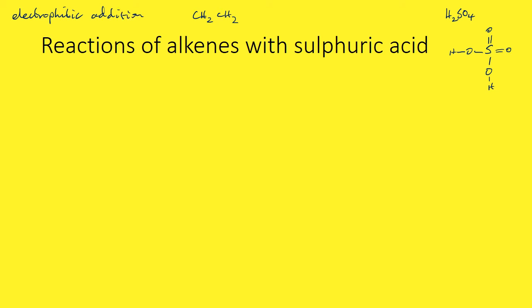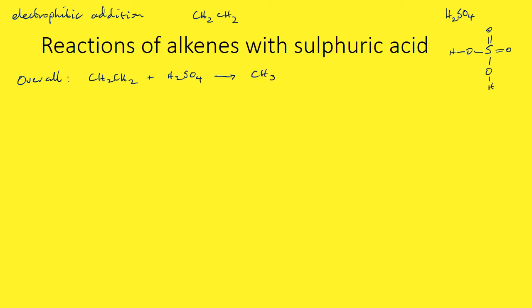And it's going to happen in 2 steps. The overall reaction is this. So let's write overall. We're going to start with our ethene, and we're going to react that with sulfuric acid, and you're going to get a compound that's called ethyl hydrogen sulfate.